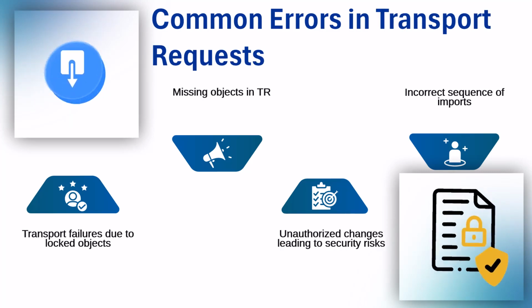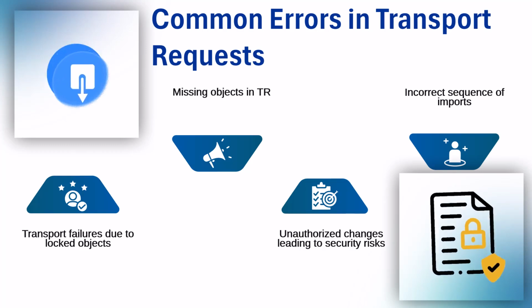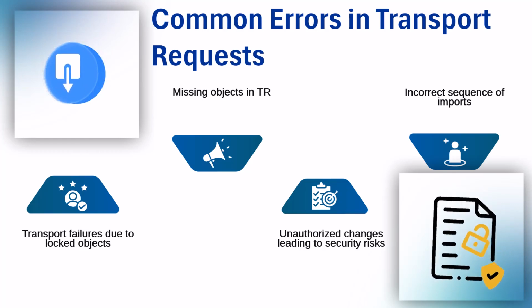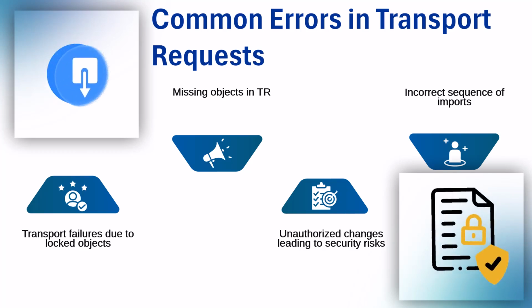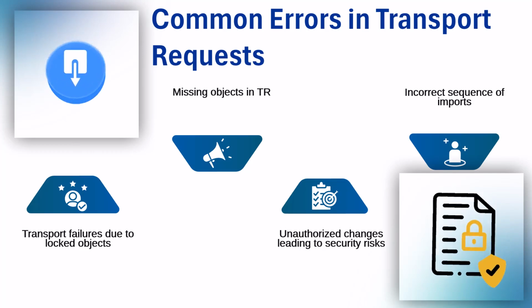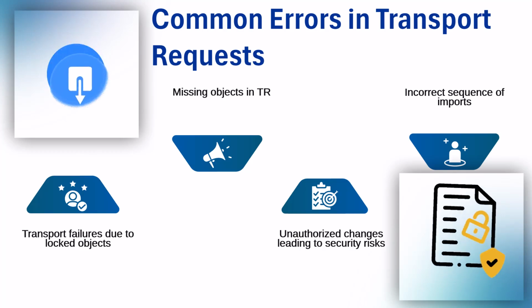Errors. Every transport request's worst enemy. Missing objects. That's like baking a cake, but forgetting the flour. Incorrect sequence. Imagine assembling a puzzle with no reference image. Locked objects. That's like trying to enter a building without the keys. Unauthorized changes. Well, that's a cybersecurity nightmare waiting to happen.